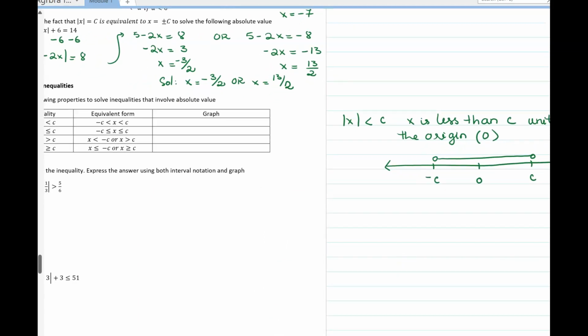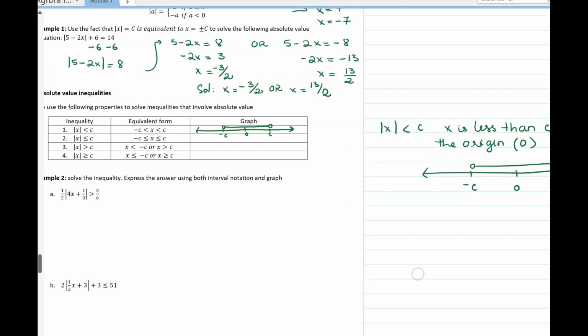Okay, so here's the graph. And we have an open dot. Now, in the next case, we have the absolute value of x is less than or equal to c. This means we have a closed dot at c, and that also means that we include the value of c.